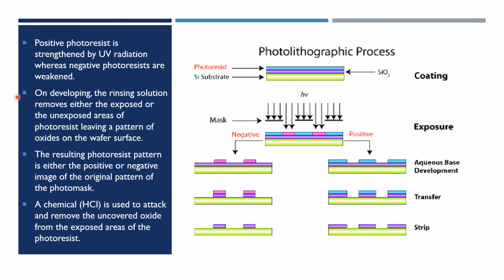A chemical, usually HCl, is used to attack and remove the uncovered oxide layer from the exposed area of the photoresist, and the remaining part of the photoresist is stripped, and we get a substrate plus the oxide layer having the required design of the circuit chip. So this is how photolithography occurs, and it is very much similar to the method we use to develop photographic films.